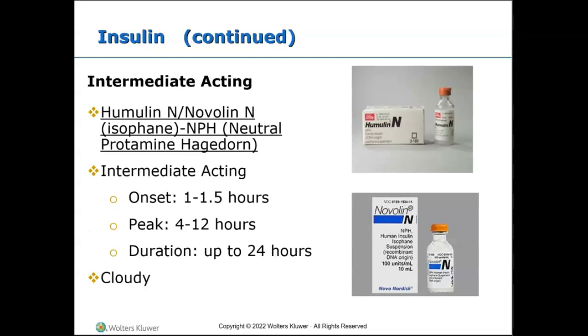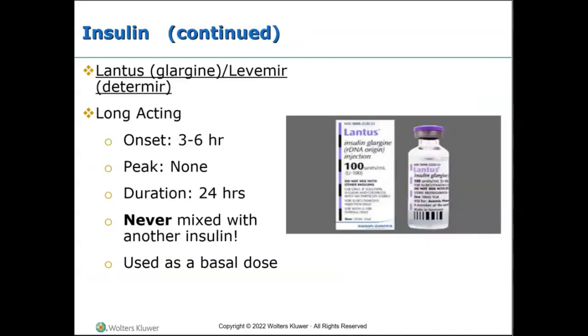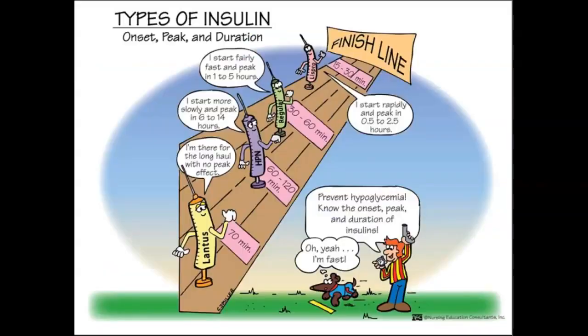Intermediate and long-acting insulin is on this slide. Make sure to review the onset, peak, and duration again of these insulins. Levemir and Lantus are the long-acting insulins, and long-acting insulins are never, ever mixed with other insulins. Never, ever. Here is our Lantus, again, or Levemir, has onset, peak, and duration. And it's used as a basal dose, okay? So again, pause the video, make flashcards, get this information into your long-term memory, okay?